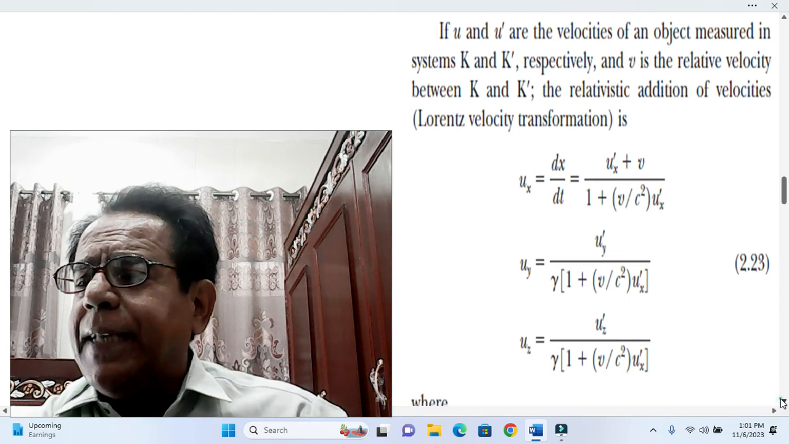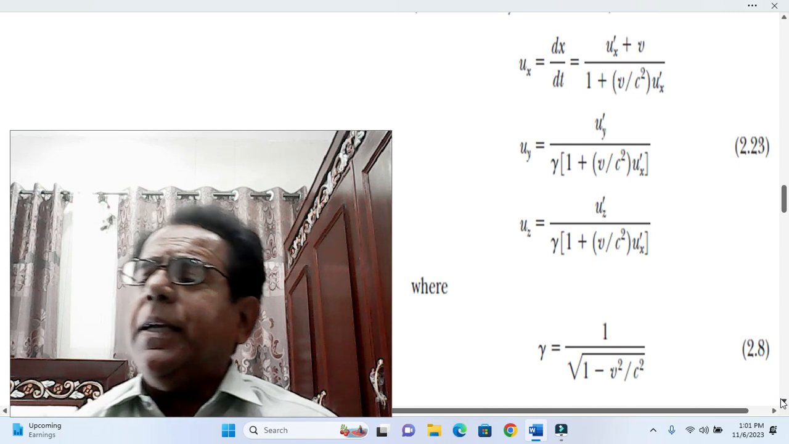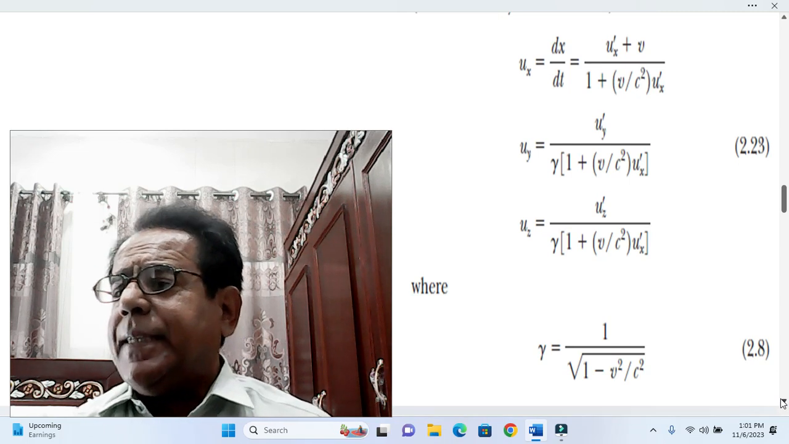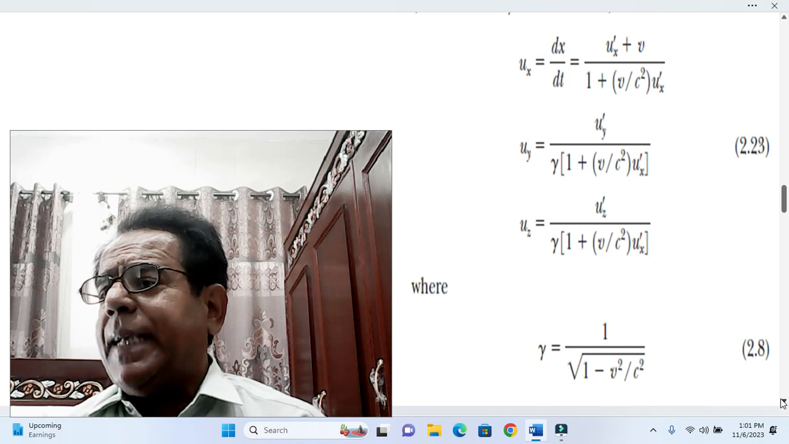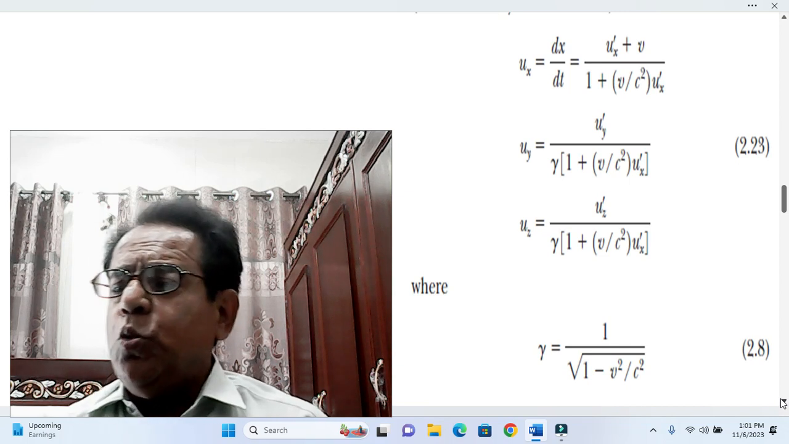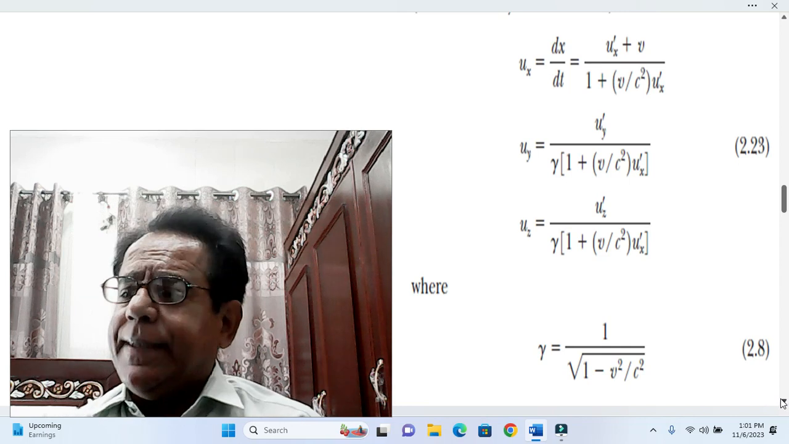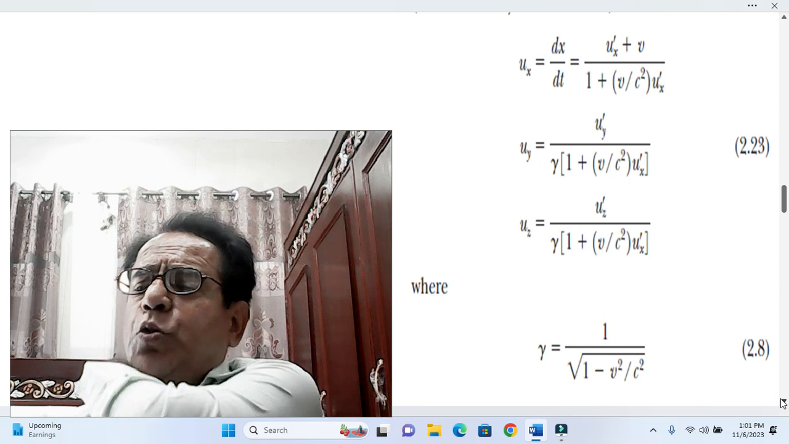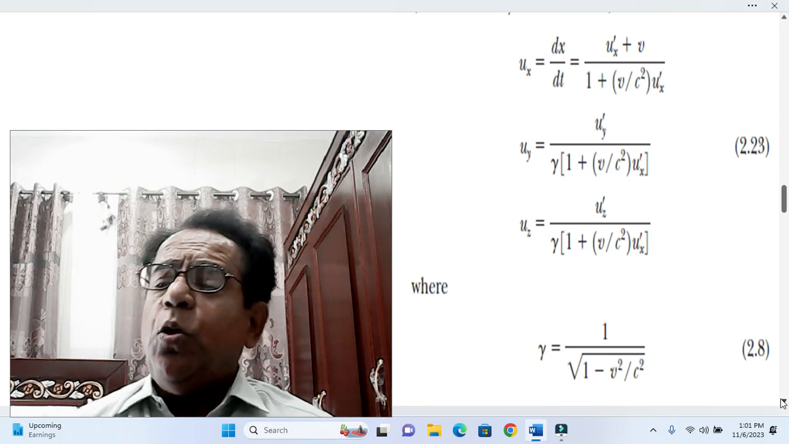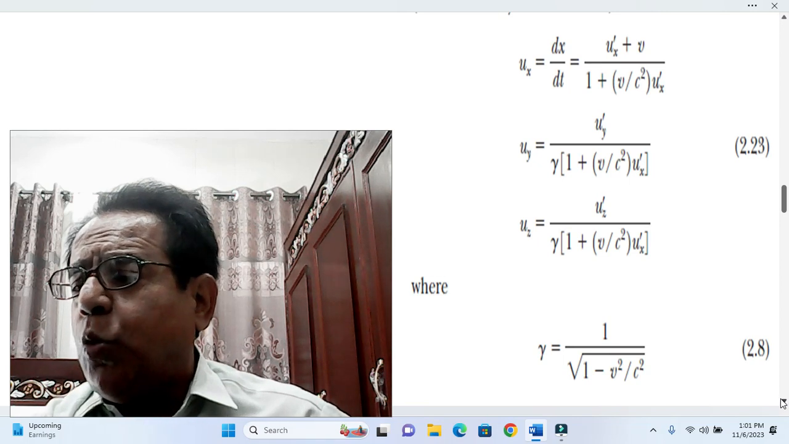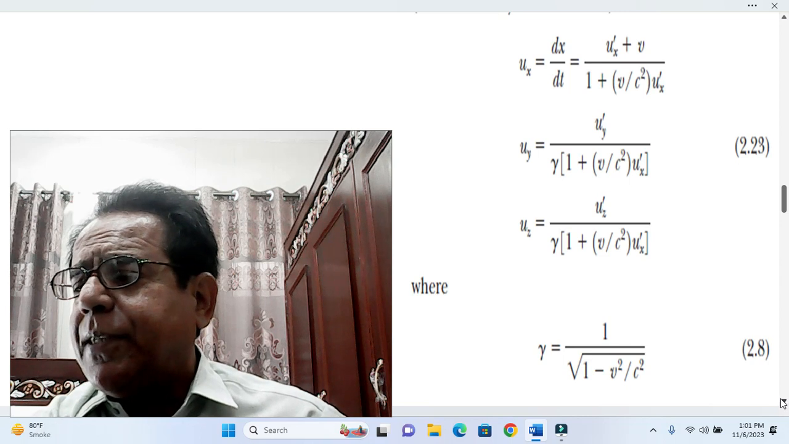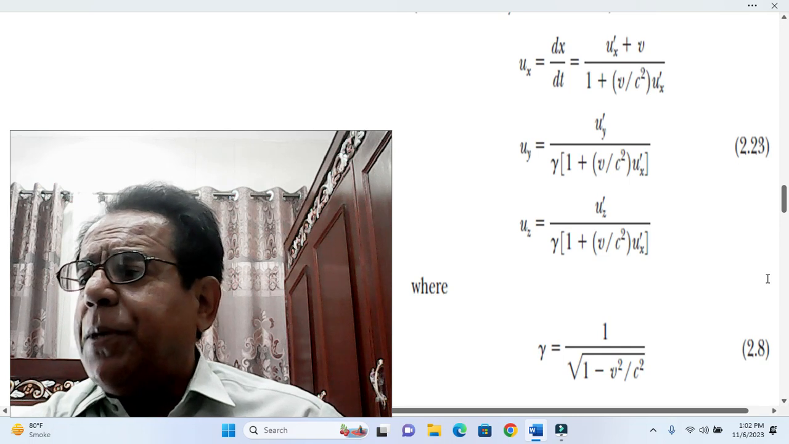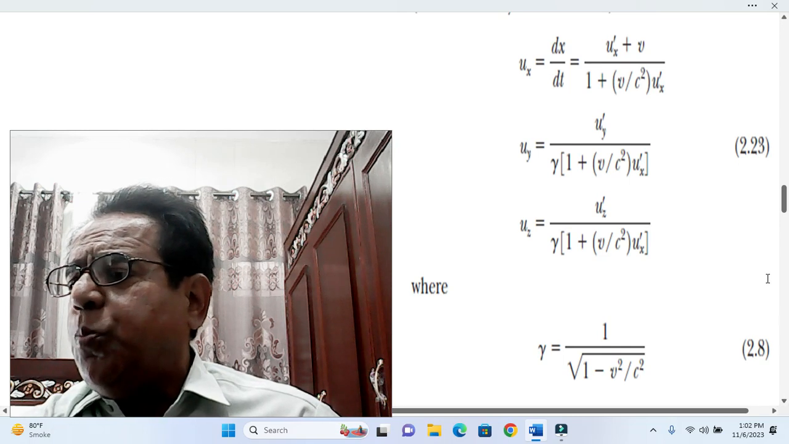Similarly, uy is equal to u dash y over Lorentz factor gamma into 1 plus v over c square into u dash x. Similarly, uz is equal to u dash z over gamma into 1 plus v over c square into u dash x, where Lorentz factor gamma is equal to 1 over the square root of 1 minus v square over c square. These equations are equation numbers 2.23 and 2.8.